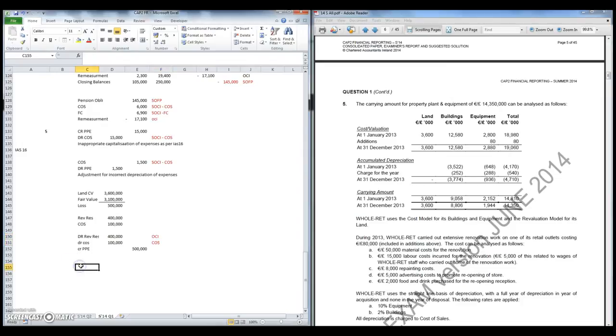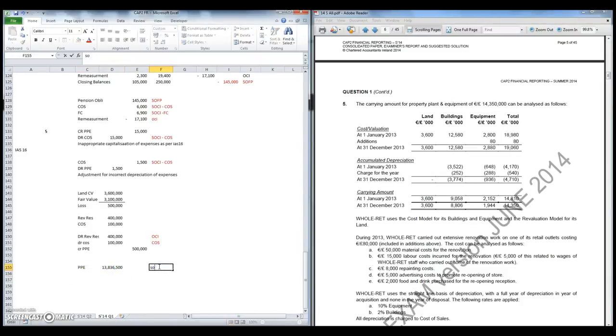So I think it's useful at the very end to always put a summary. But what's our property, plant and equipment going to be now? Well, it started off at 14,350 from here. You took off 15,000 for inappropriate capitalization expenses. Add back 1,500 for the depreciation effect of that, and take off 500,000 for the revaluation of assets. Gets you to 13,837,000. So that's just in thousands. So that's a summary that will go into the balance sheet.